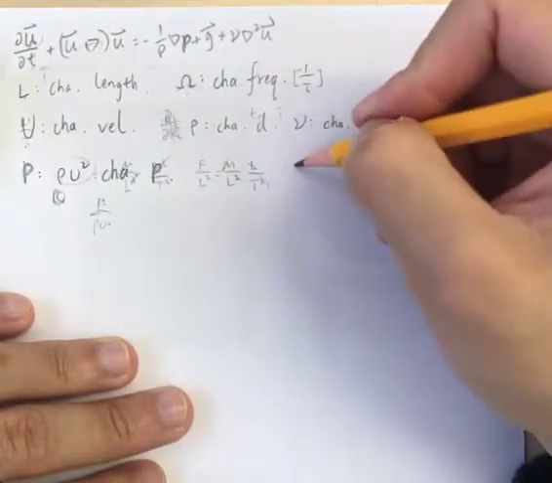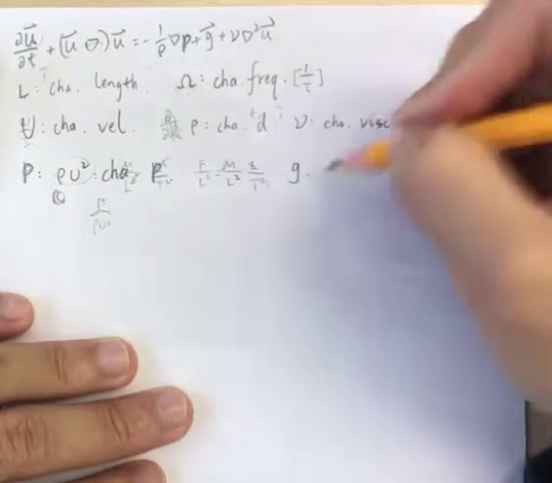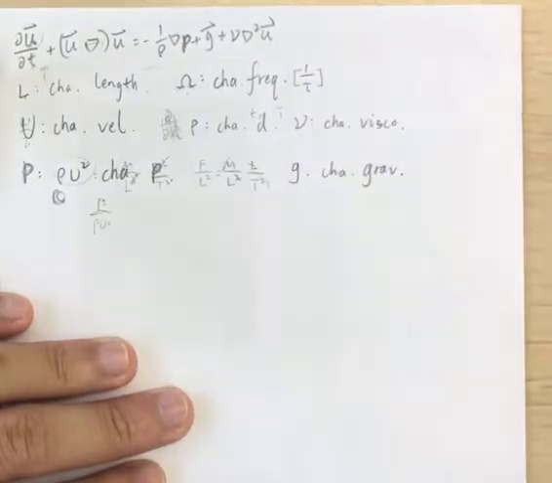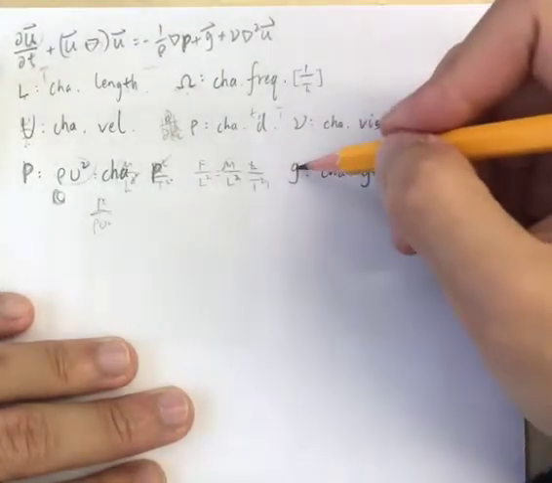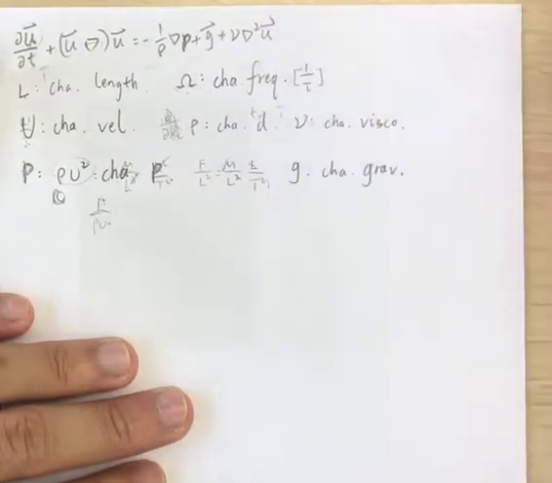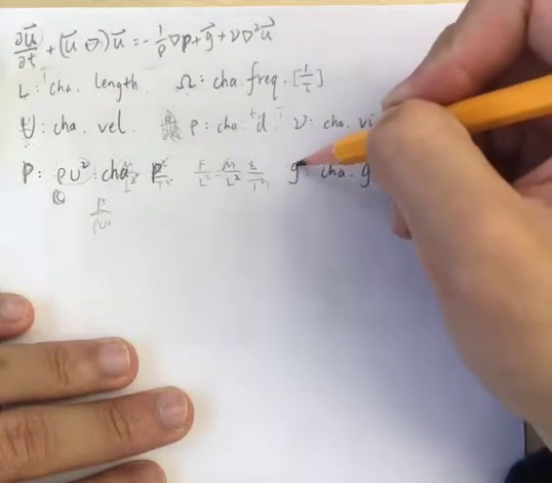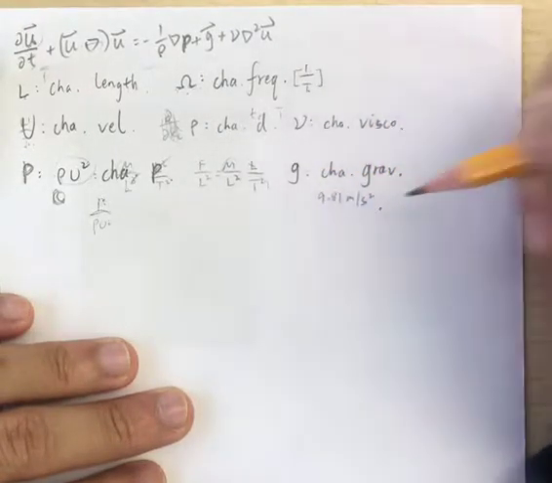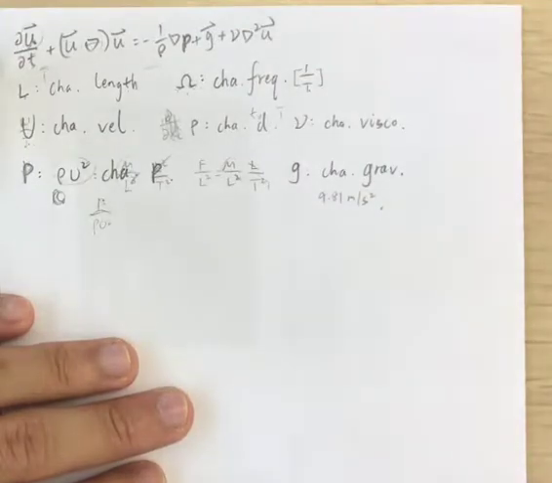Okay, about the g. g here, we can also define a characteristic gravity of the system, right? The g is just the magnitude of the gravity acceleration vector itself. So we can say the g is just 9.81 meter per second squared, something like this. Okay, all the others we know how to do.